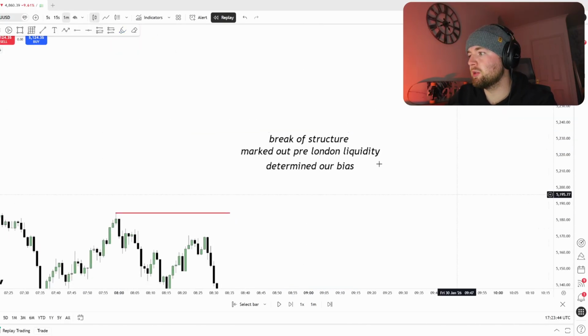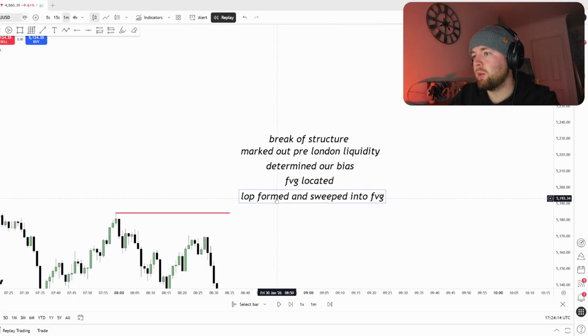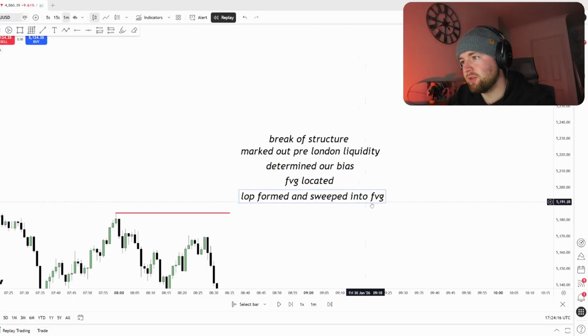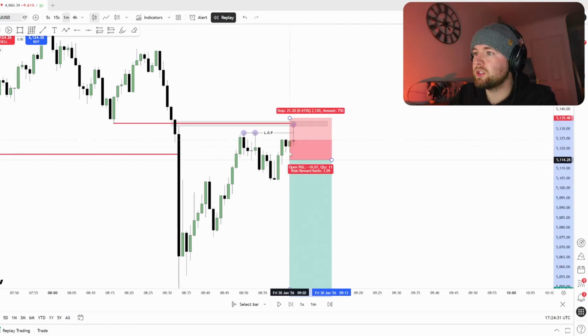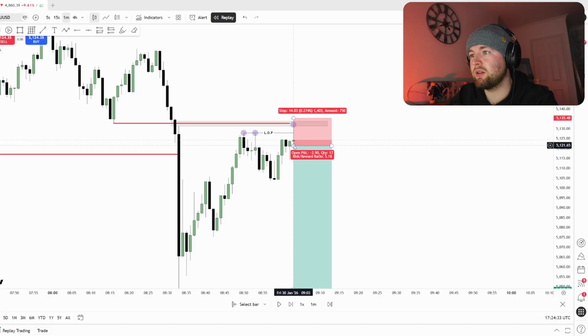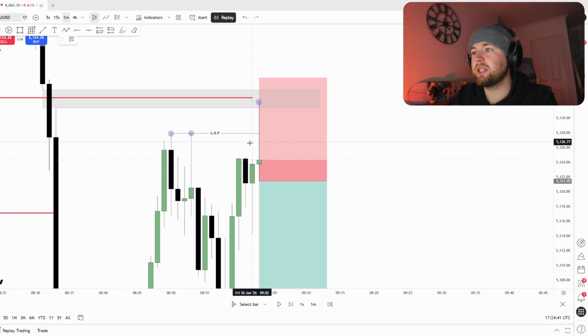Okay, so if we come back up to our checklist, the next thing I want to add is that we have our fair value gap located, and we also have our LOP formed and it has swept into the fair value gap. Once all of this has happened, we are going to place a sell limit or sell stop at the bottom of the candle that tapped it. If we zoom into this, you can see this candle has come up, tapped it, and left this low down here. That is where you place a sell stop, and when price comes down to this point, it triggers you in immediately.